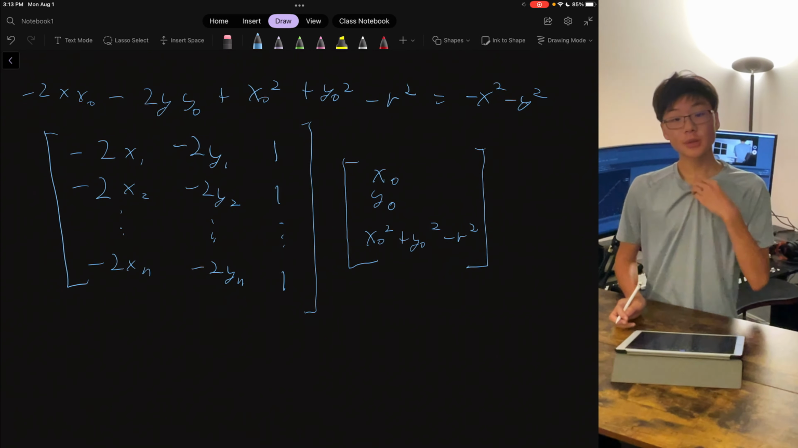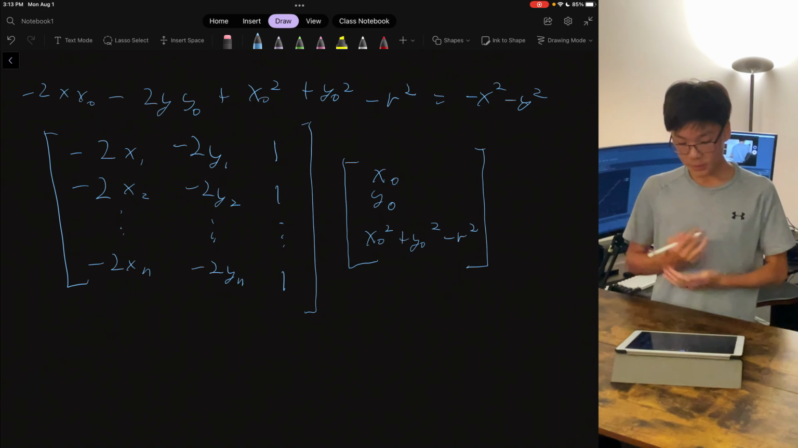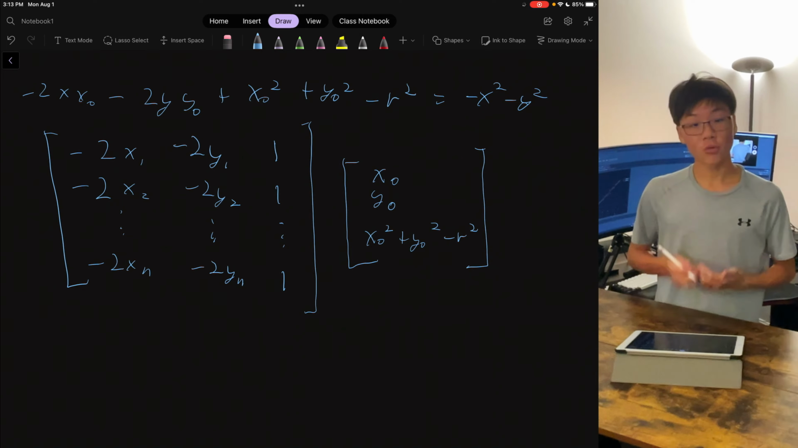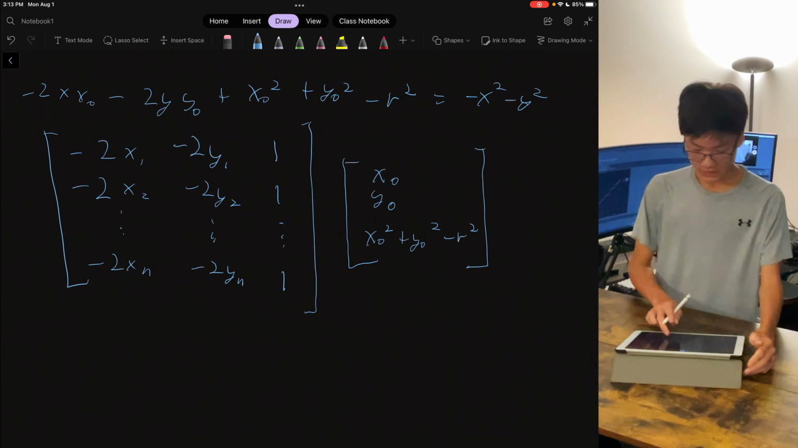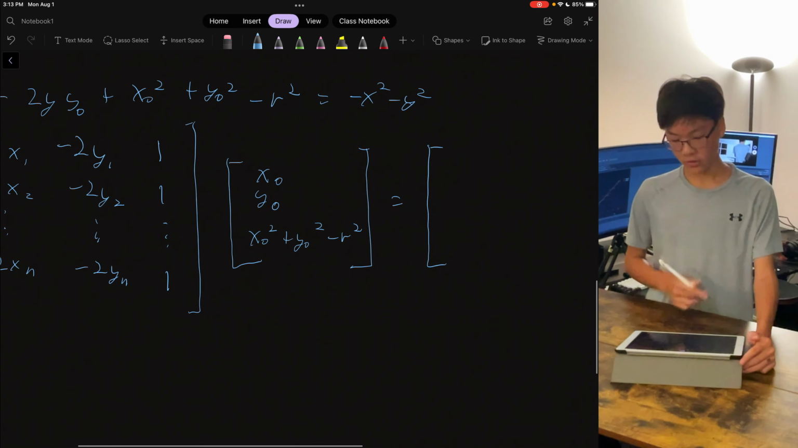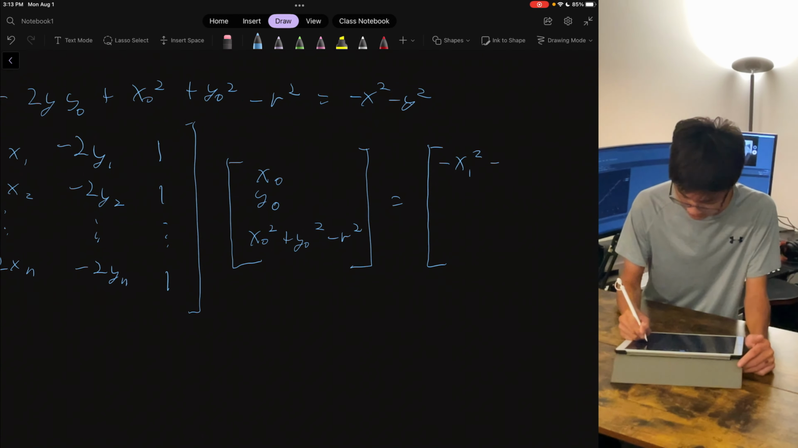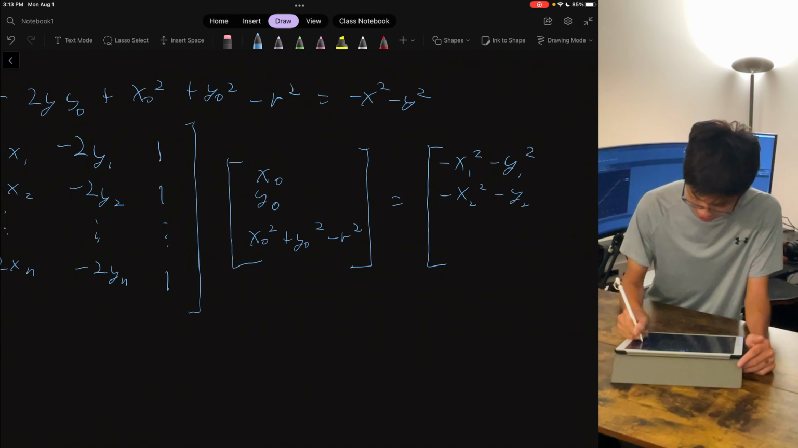Now you notice that after we solve this using linear algebra, we're going to be given the values for x naught and y naught, the center of the circle. Along with that, we can find out the radius using the information that we find using the center of the circle. Okay, and on the other side, we're going to have a matrix of our minus x squared and minus y squared. So it'll just be minus x1 squared minus y1 squared, minus x2 squared minus y2 squared, all the way to minus xn squared minus yn squared.